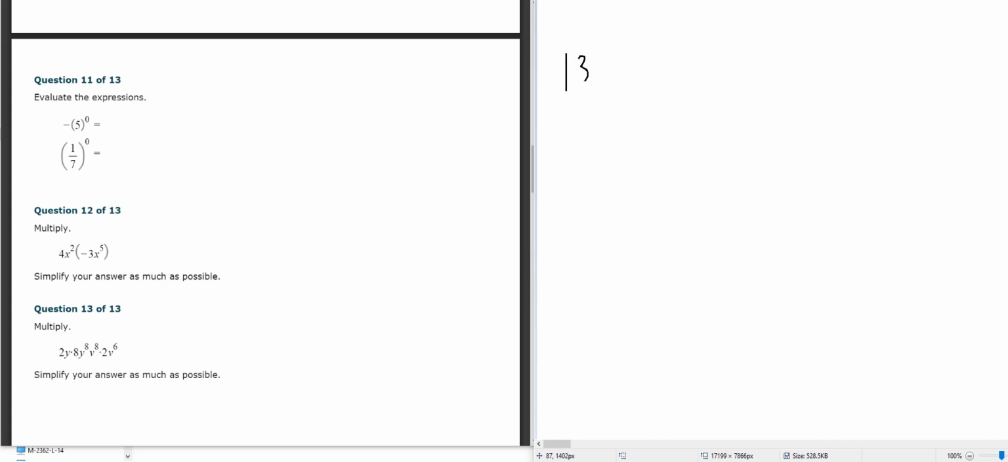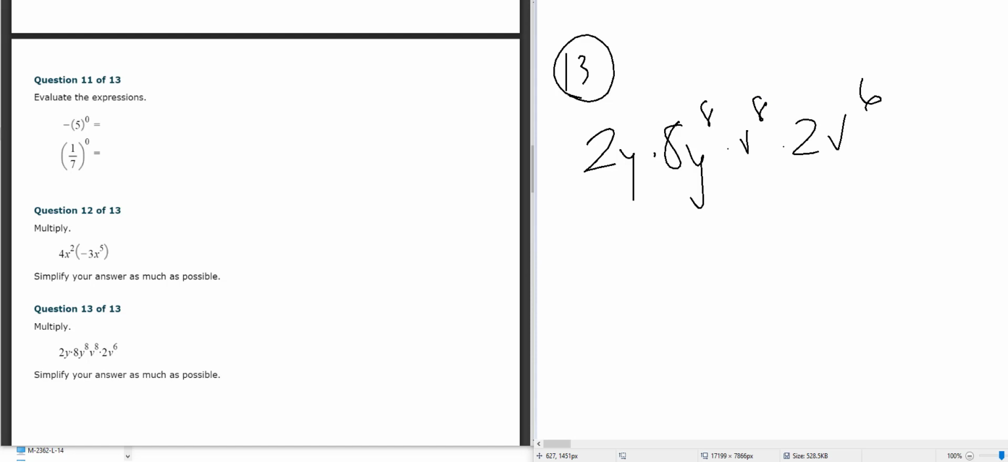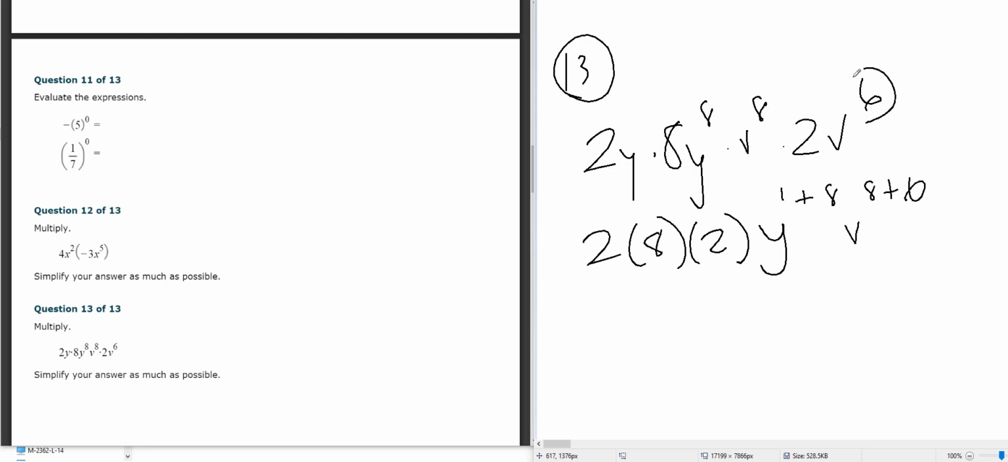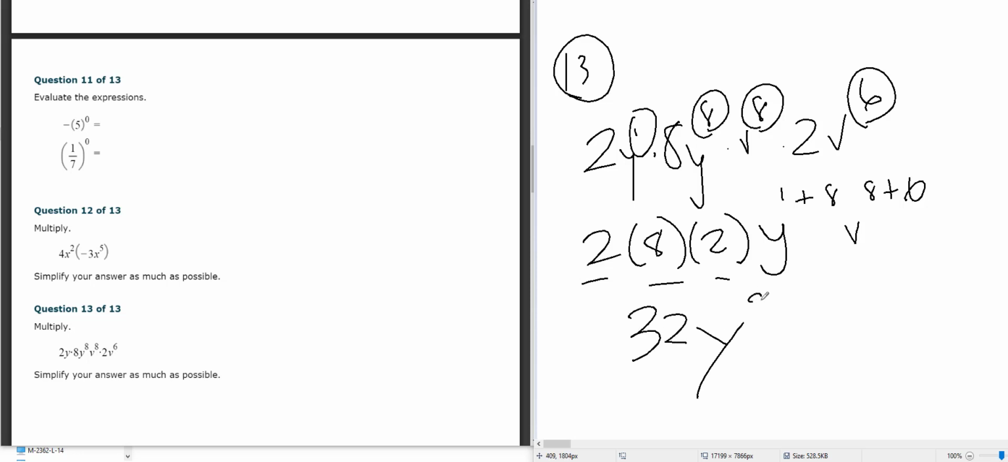And the last one, number 13 on our worksheet, 2y times 8y to the 8th, times v to the 8th, times 2v to the 6th. Well, 2 times 8 times 2, y to the 1 plus 8, v to the 8 plus 6. So I'm adding my exponents, and I'm multiplying my coefficients. So that's 32y to the 9th, v to the 14th.